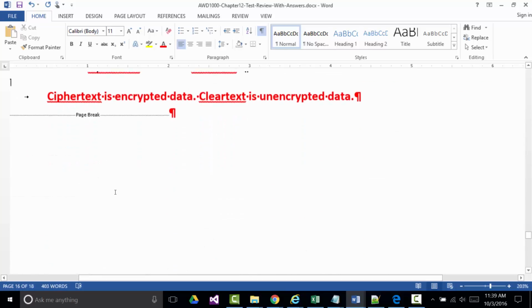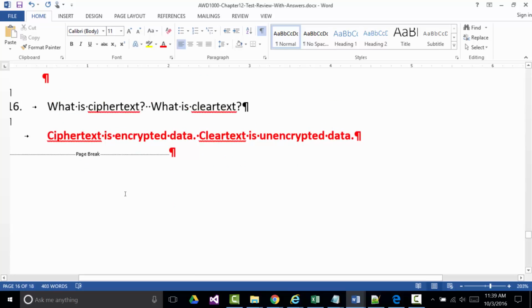Number 16, what is ciphertext and what is clear text? Ciphertext is encrypted data. Clear text is unencrypted data.